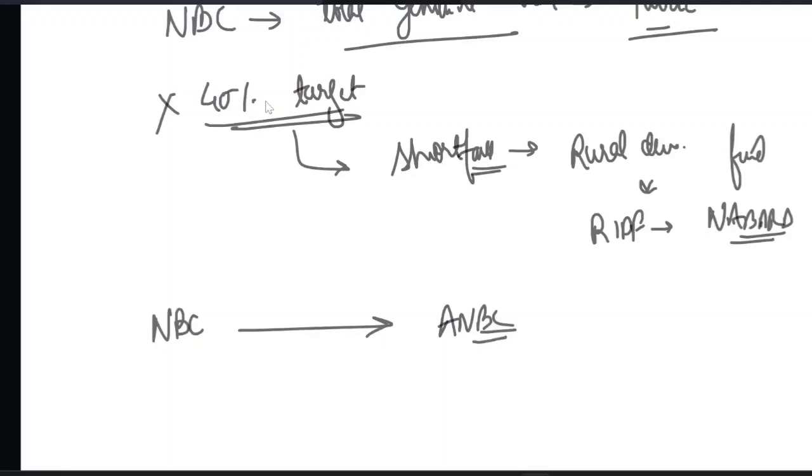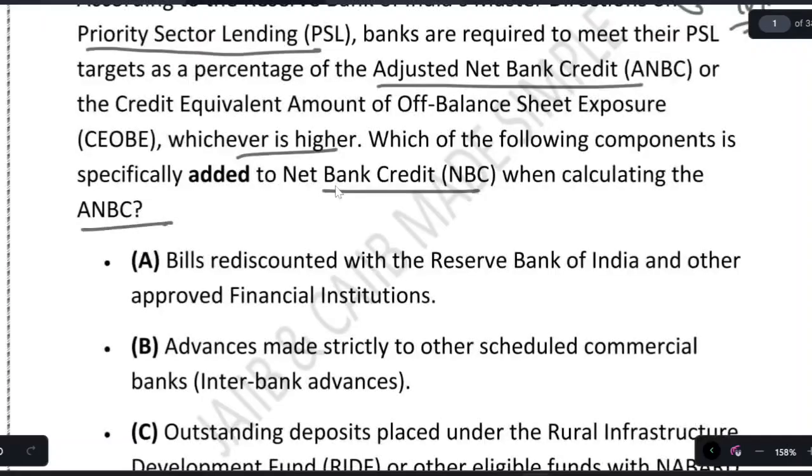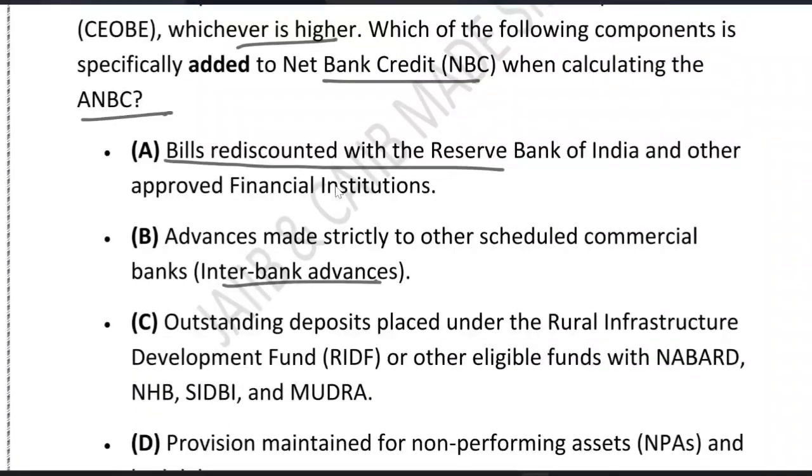So now let's look at the question. The question asks which of the following components is added to the net bank credit while calculating the ANBC. So what options have they given? The first option is the bill rediscounted with the Reserve Bank of India and other approved financial institutions. Let me highlight the keyword: bill rediscounted with RBI. The second they have given is the interbank advance. The third they have given is provision for NPA.